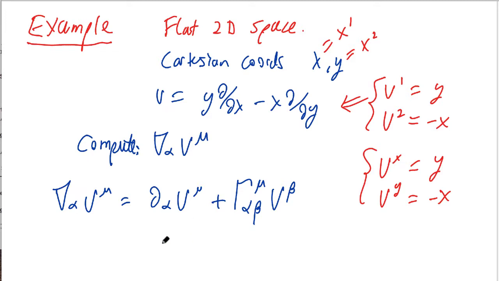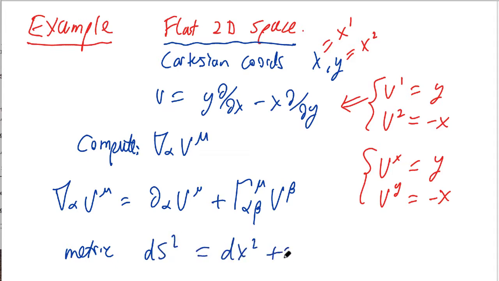Now, for the Christoffel symbols, remember they're defined in terms of derivatives of the metric. So in flat 2D space, what is the metric? The metric is just dx squared plus dy squared. That means the metric coefficients or components are 1, 0, 0, 1. That's the coefficient of dx squared, there's the coefficient of dy squared, and there are no cross terms, dx dy.